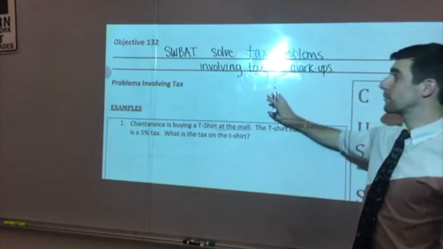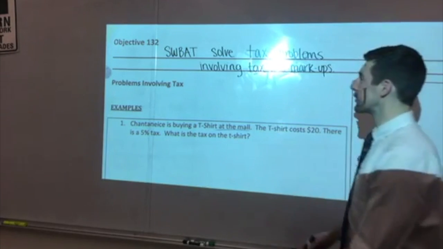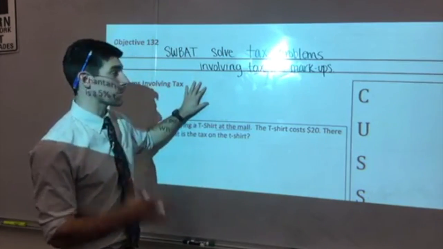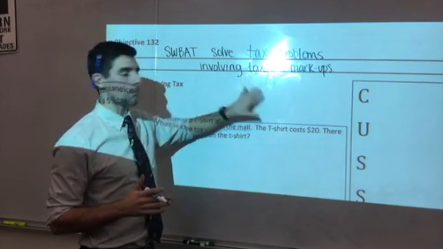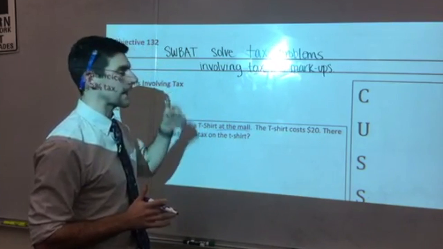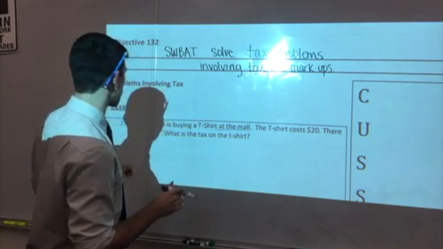Hey everybody, we're back here with objective 132. Students will be able to solve tax problems, specifically involving an actual tax added and markup problems. So we're focusing on a particular type of tax problems, tax added and markups, okay?